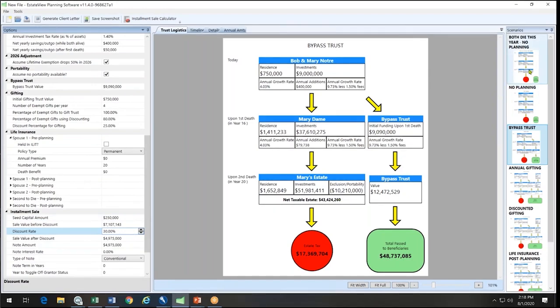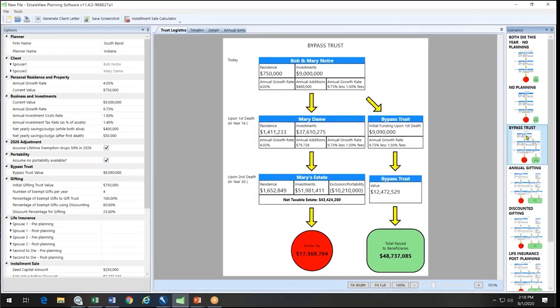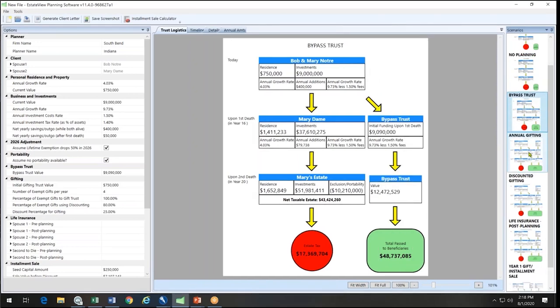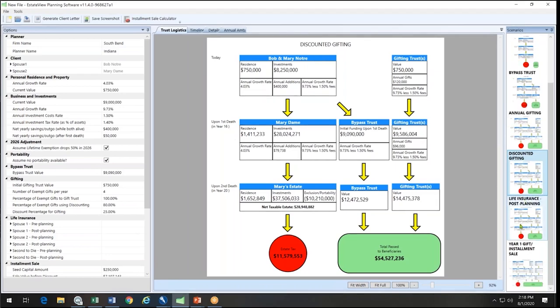I can now tell them if they both die right away, there's no estate tax. There's a relatively small estate considering there's a $22 million exemption. But if they do no planning and they live until the years we've talked about, $22 million estate tax. If they use the credit shelter trust, it comes down to 17 million. If they do some annual gifting, it comes down to 12 million. If they discount with the gifting, it comes down to 11 million.